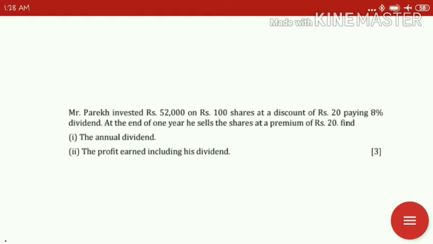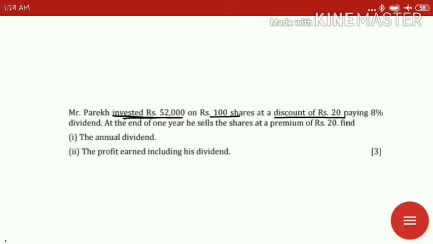Now in this question, you can see that Mr. Parekh invested some amount on rupees 100 shares at a discount of rupees 20, paying 8% dividend. So I hope you all know the meaning of these numbers, that 52,000 is the investment. Already it is mentioned that he invested 52,000, that is the investment. Rupees 100 is the face value, at a discount of rupees 20. That means you have to find out the market value. Here to find the market value, the clue is given that at a discount of rupees 20. Here you can see that rupees 20 is already mentioned.